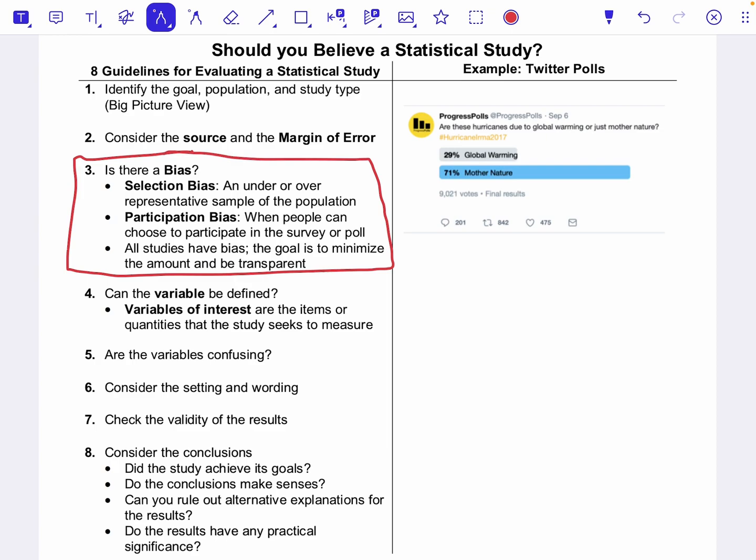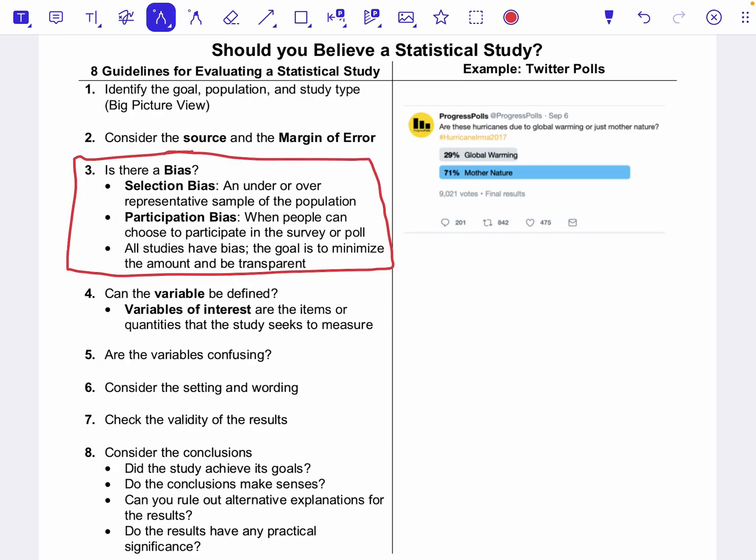Another good example of somewhere which is probably going to have both a selection bias and a participation bias is online Twitter type polls. Notice, I just pulled this random poll and it says, are hurricanes due to global warming or just Mother Nature? And according to this Twitter poll, 71% of people out there believe it's just Mother Nature.